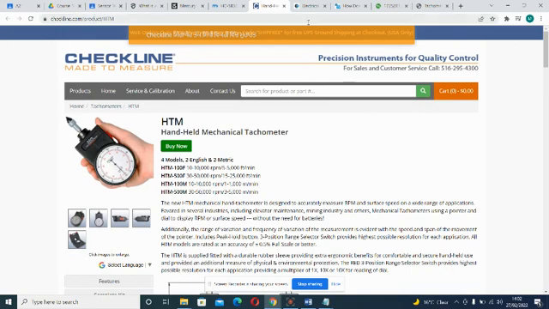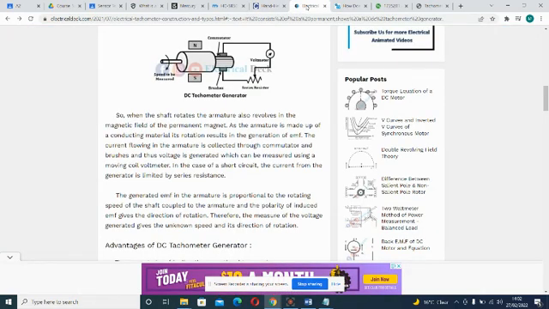So coming on to the construction, this is the circuit of the tachometer. It has an axle, the speed to be measured, a commutator, brushes, a series resistor, and the voltmeter. It consists of a permanent magnet and a small armature. The armature is placed between the poles of the magnet, and the rotating shaft, whose rotating speed or angular speed is to be measured, is coupled to the armature. So this is the figure of the tachometer.